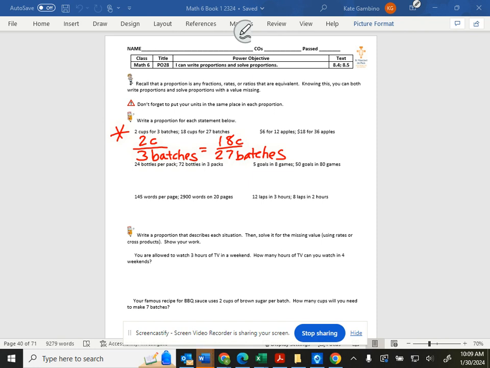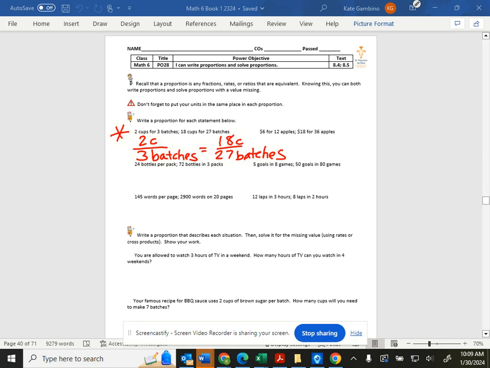So we can see it's a proportion because I multiplied 2 by 9 to get 18 and 3 by 9 to get 27. I'm multiplying both the top and bottom by 9. So to write your proportion, 2 cups over 3 batches equals 18 cups over 27 batches. They are proportionate. Any questions on the proportion? So I know there's going to be a lot of us that forget how to do proportions on the test. Tomorrow is the practice test. Make sure you look it over.